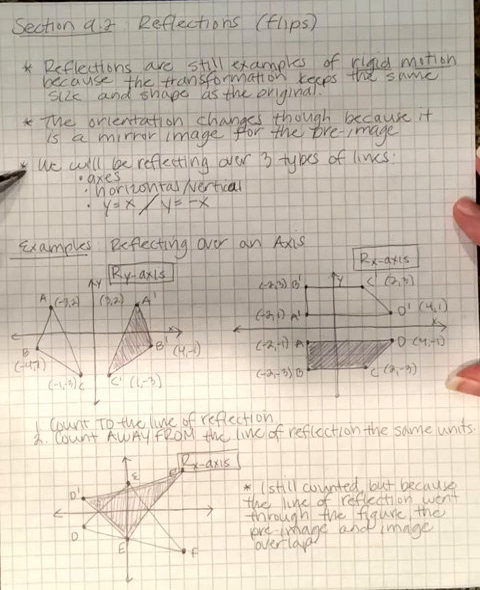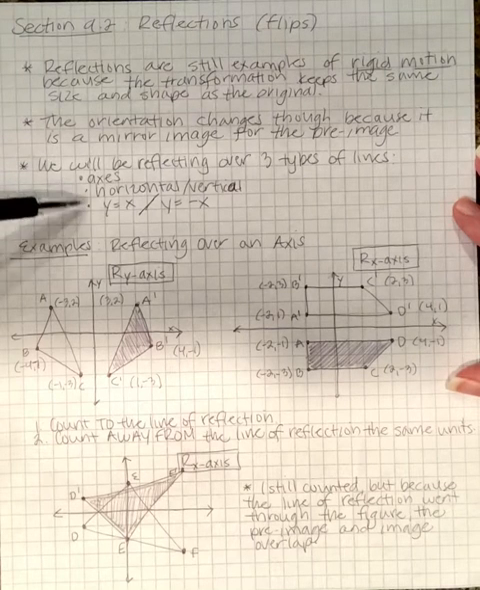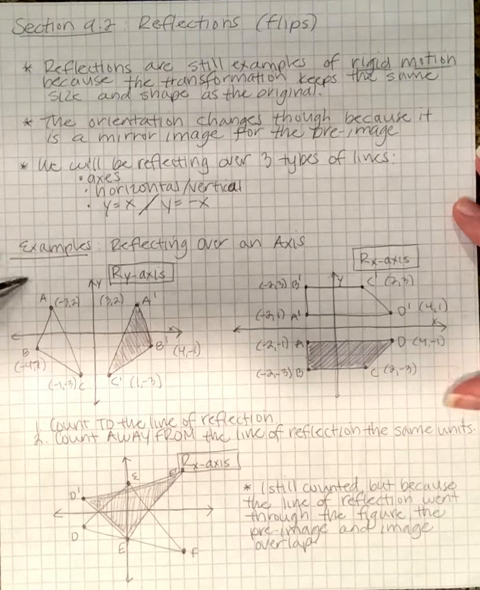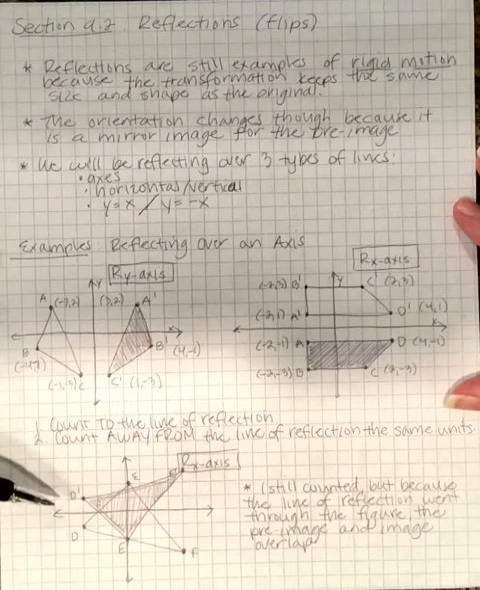So we're just going to be reflecting over 3 different types of lines: the X and Y axes, horizontal and vertical lines, and then the lines Y equals X and Y equals negative X. The first examples are reflecting over an axis. This is the X-axis, this is the Y-axis, and on all of these, my original image is white and the reflected image is shaded in.